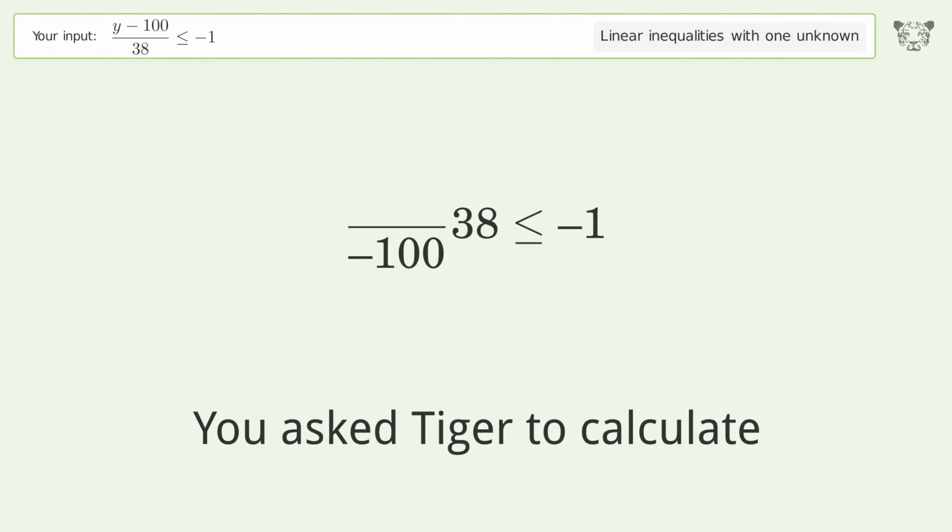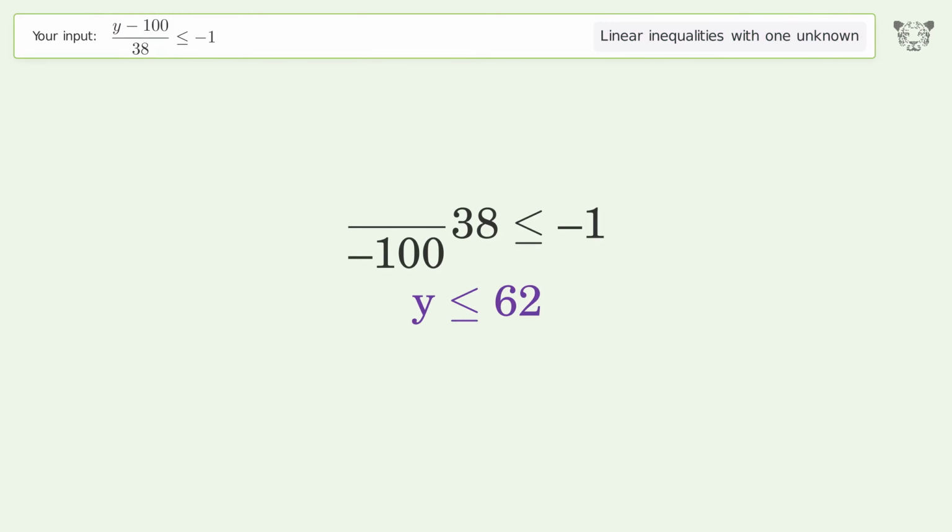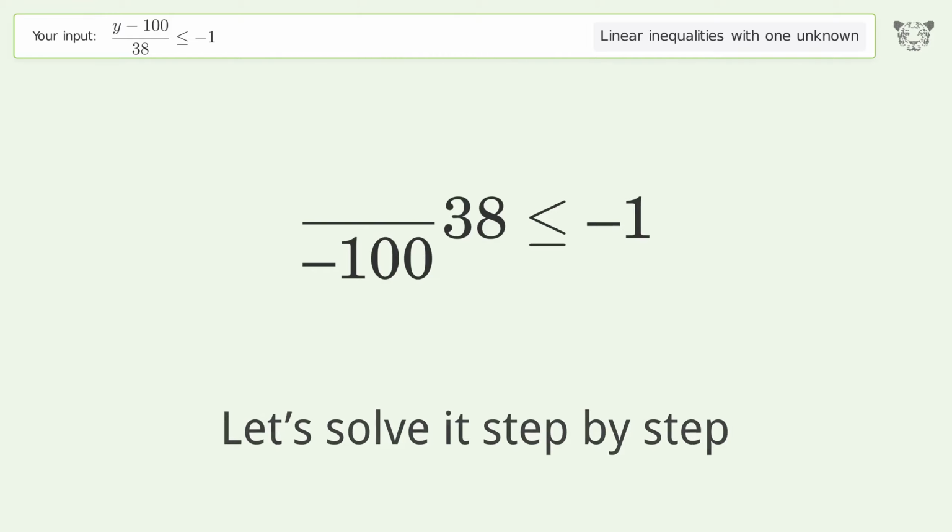You ask Tiger to calculate. This deals with linear inequalities with one unknown. The final result is y equal or smaller than 62. Let's solve it step by step.